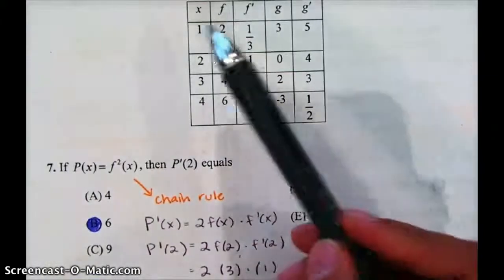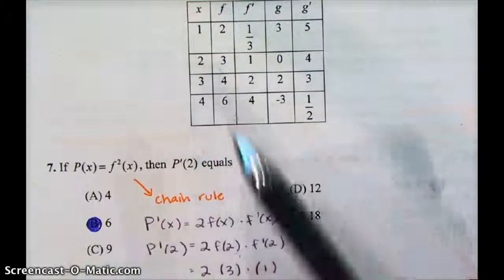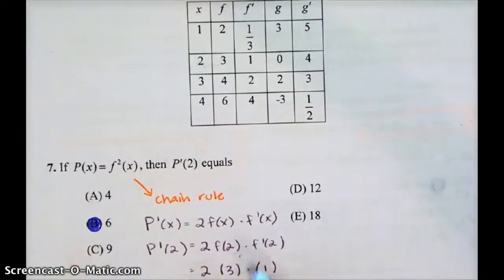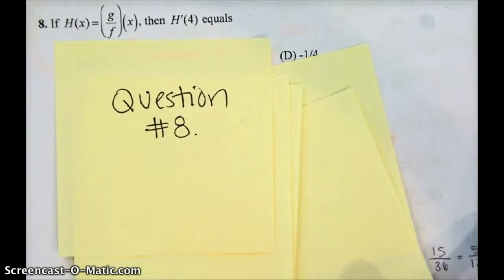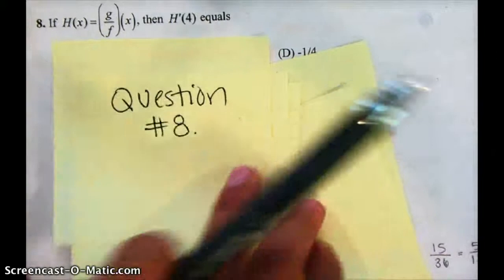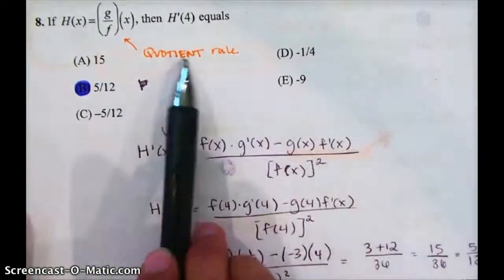F of 2 means go to the 2 row and look in the F column, and the answer is 3. That's where the 3 comes from. How about question 8? Right, question 8 is very similar. The answer was 5/12. This one's a quotient rule.